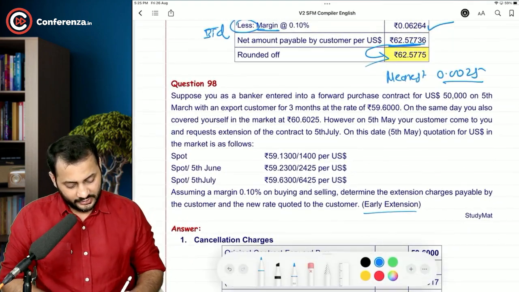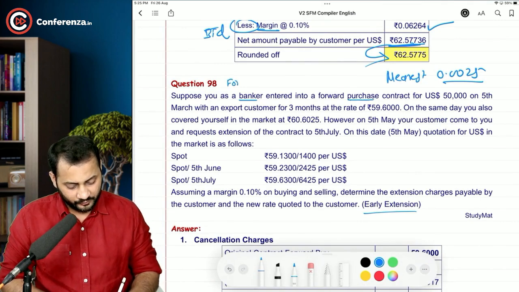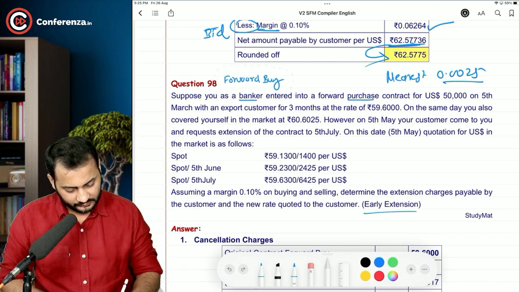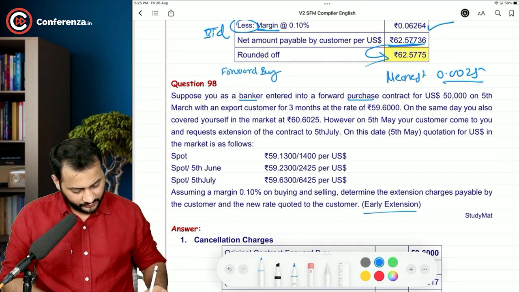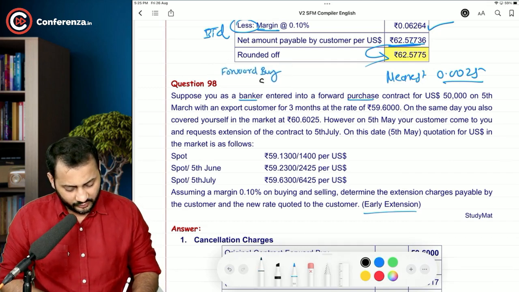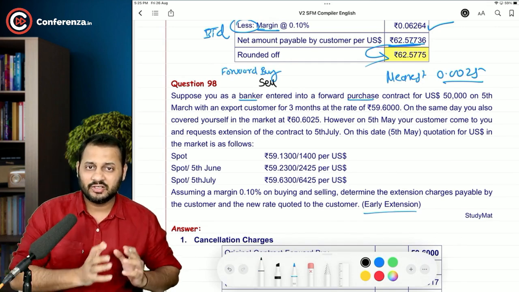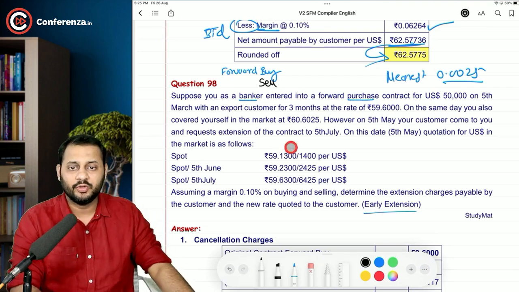So let's say you are a banker, entered into a forward purchase contract. So for you as a banker, it's a forward buy. This is the original contract. Let me write it here. So what are you going to do in order to cancel it? If you want to cancel it, you will go with sell. But whether it is forward sell or spot sell depends upon the date of extension. When do you want to extend?